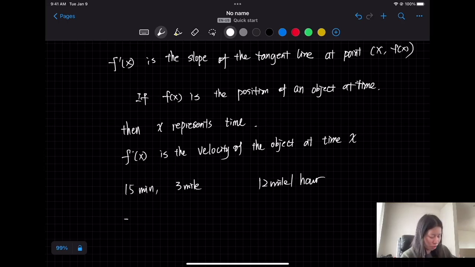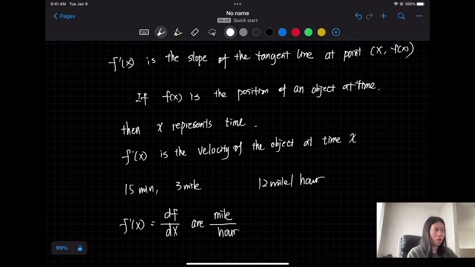So f prime of x is equal to the derivative of f with respect to x. Or think about it. f(x) represents the distance, so the unit is going to be miles. And then the time is usually measured in hours. You can do minutes. So as we describe the unit of the velocity, which is f prime, it should be miles per hour.